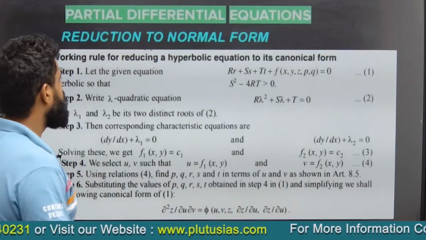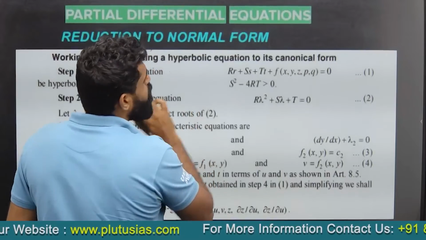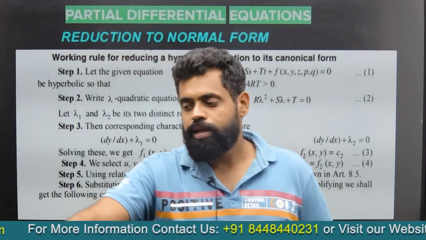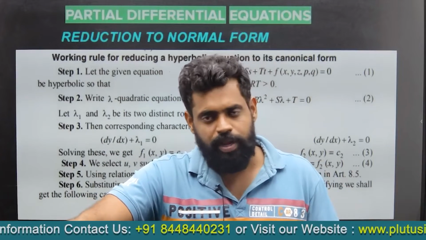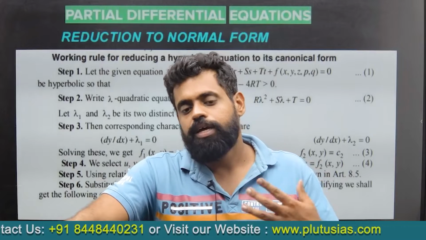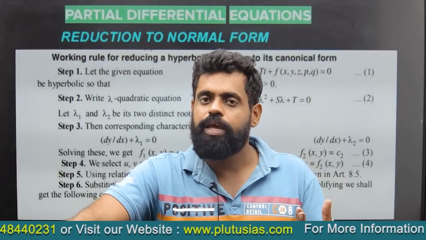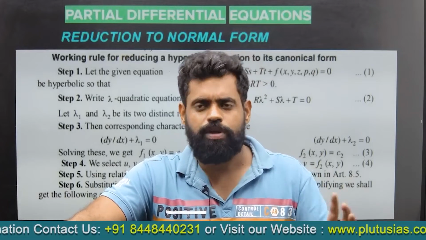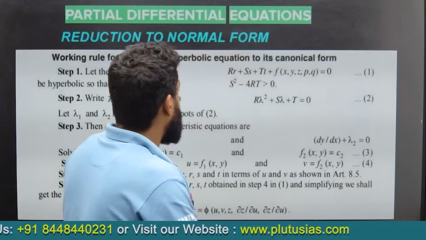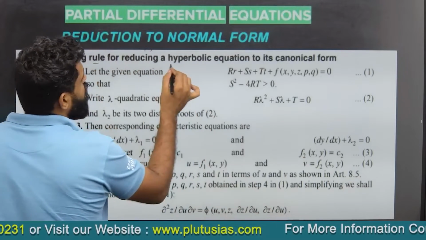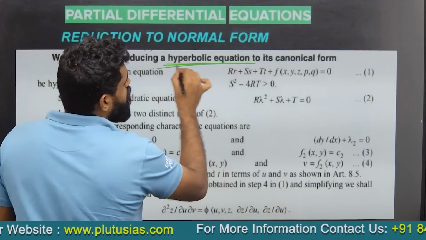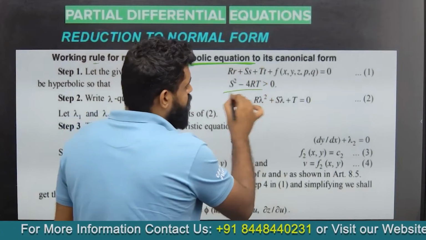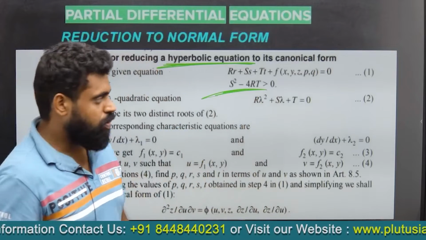First you have to check. Whenever an equation is given, as I told you, most of the algorithm or working procedure is the same, just a little bit of change is seen when we go from elliptic to parabolic or parabolic to hyperbolic. So in the first case we study the working rule for reducing a hyperbolic equation. First of all, you check whether it is hyperbolic or anything else.